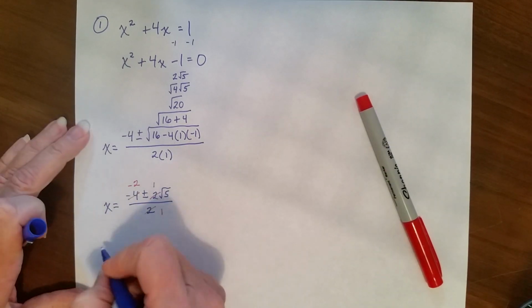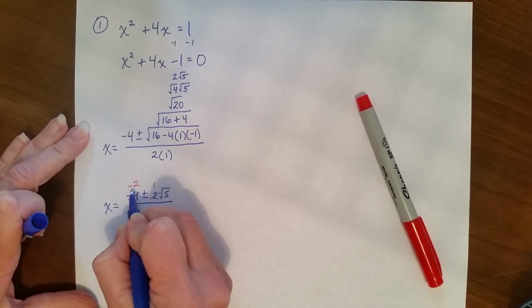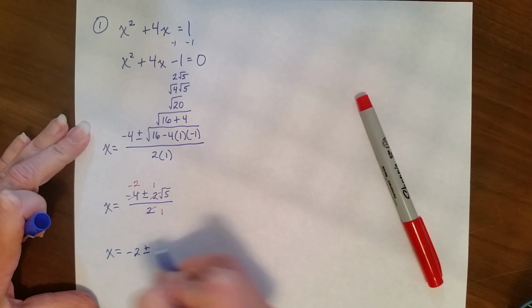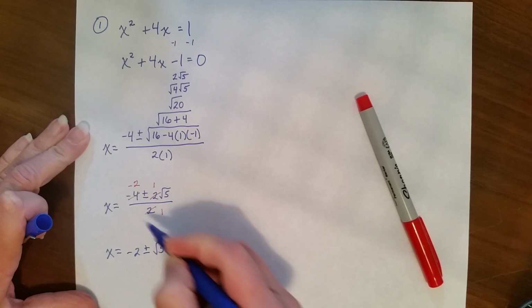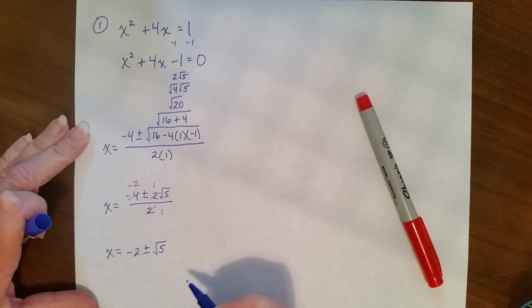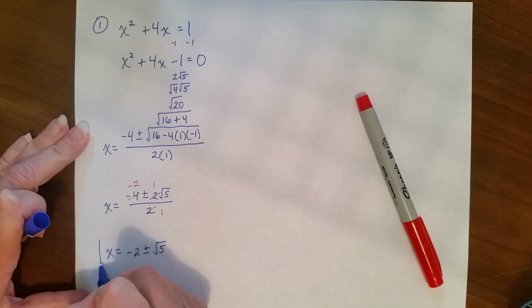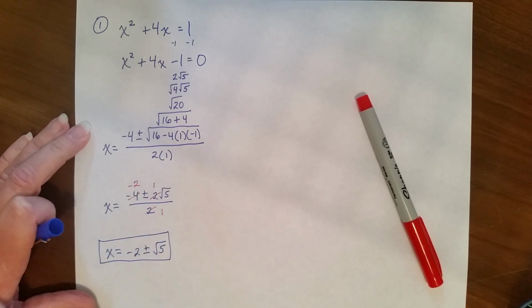Okay, now our final answer then is x equals -2 plus or minus 1 root 5. So they'll just write root 5. And it's all over 1, so they won't even put that over 1. So this would be your answer that you would put in Delta Math.